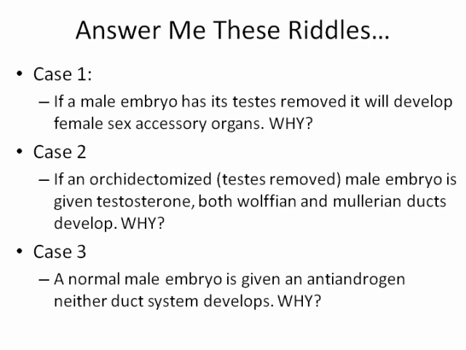Scenario one, if a male embryo has its testis removed, it will develop female sex accessory organs. Why? Why would an embryo, if we go in embryologically and we snip and remove a testicle or remove the testes, that genetic male will develop as a female. Why is that?